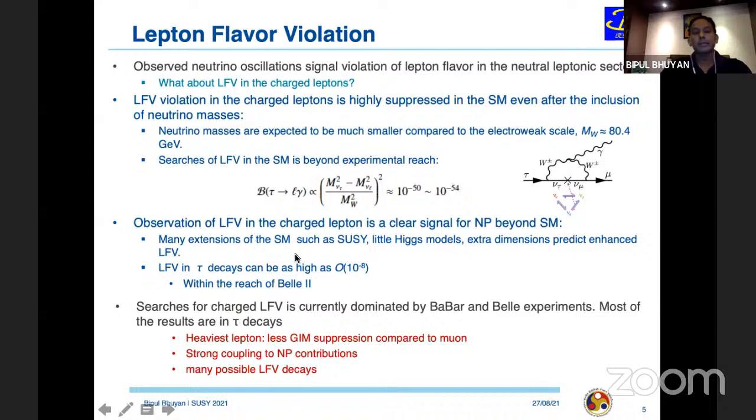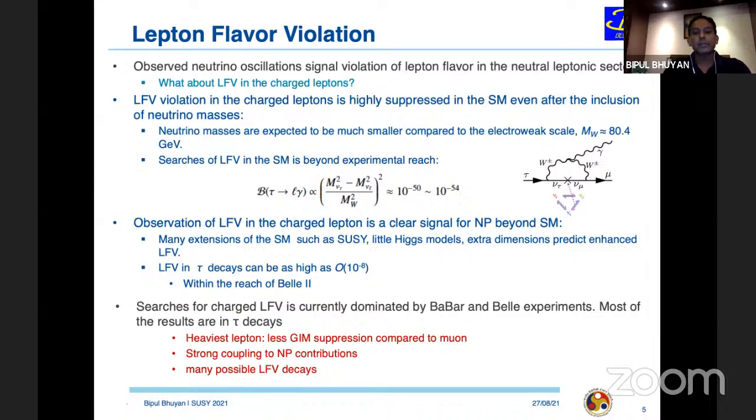That is because many extensions of the standard model, such as SUSY, the little Higgs model, and extra dimensions, predict LFV. In fact, in case of tau decays, the branching ratio can be as high as 10^-8 for some of these BSM models. And this 10^-8 is something that is within the reach of Belle II, and that is what we are aiming at once we have the full data set from the Belle II experiment.